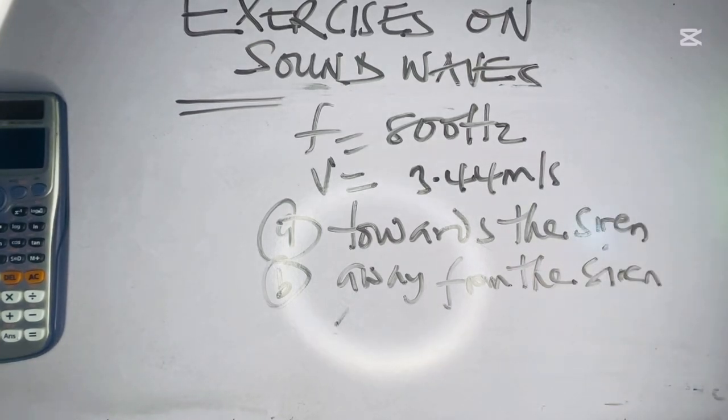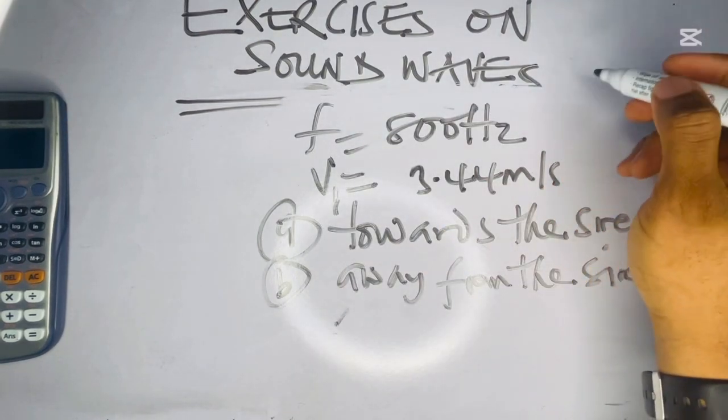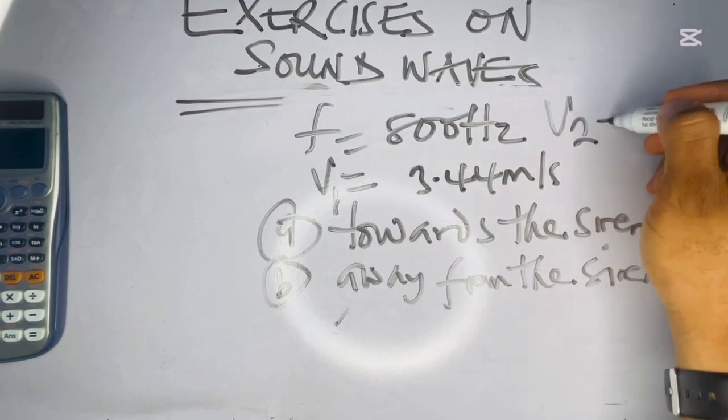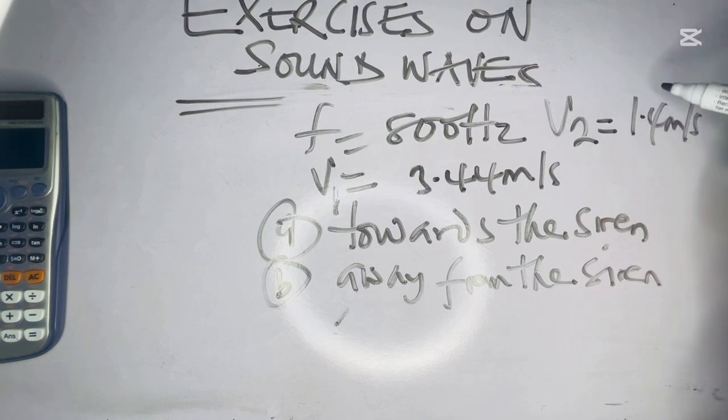Basically, we have two parts of this question we are going to be solving, but it's important to state our parameters first. We are given V1 to be 3.44, and another V2 to be 1.4 meters per second, which is the speed at which the driver of the vehicle is driving. The frequency heard by the driver is what we are looking for.